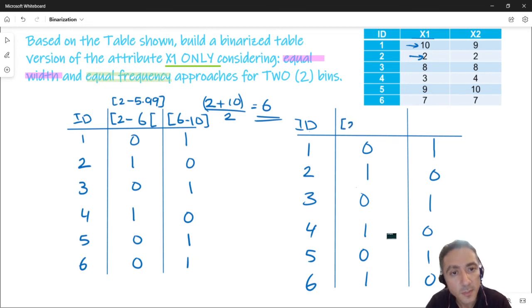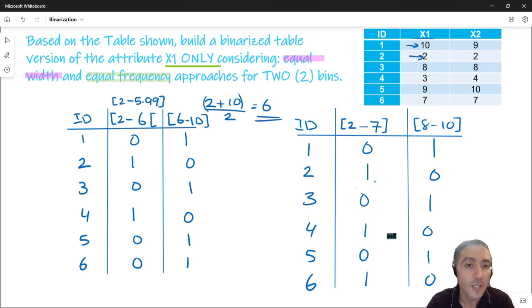So this one's going to be starting from 2 up to 7. All right, this represents the value of 7, so I can put 7 here. Then the second one is going to start from 8 up to 10. Again, notice we're not looking into equal width. If you check here how many units we have, 5, while here we have 2. But the point is we are looking for the same number of objects in each range.